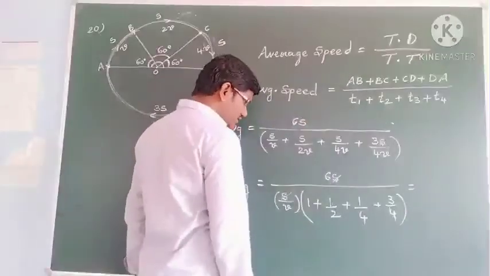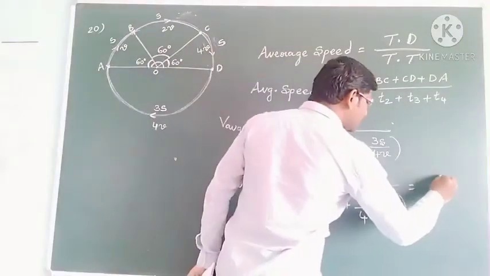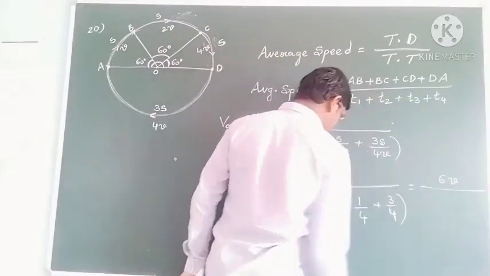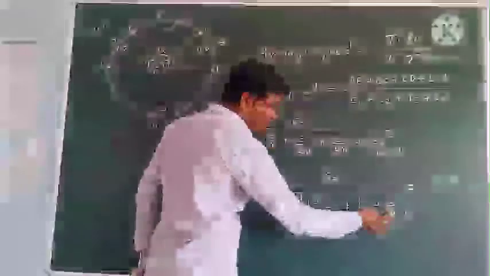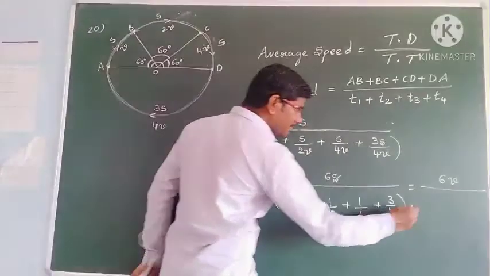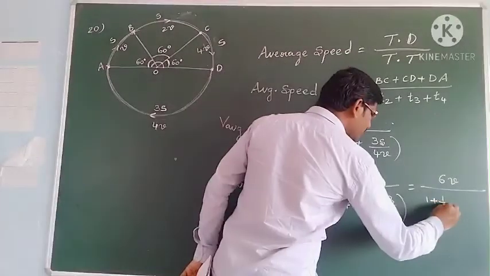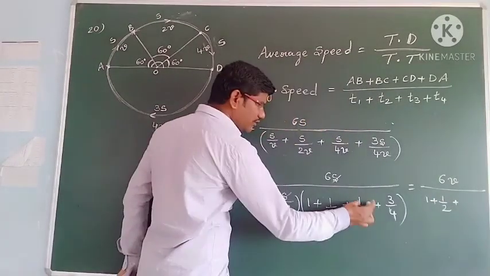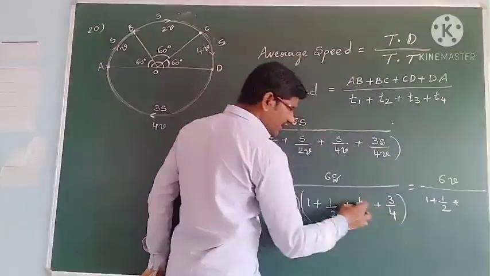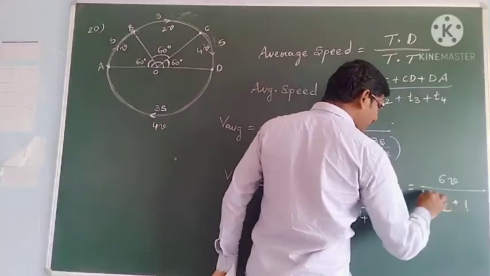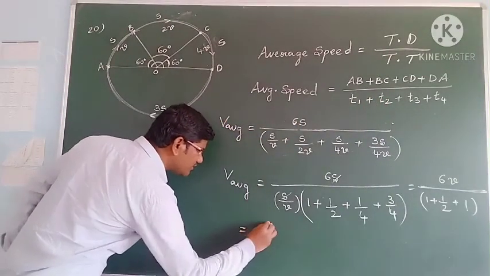Okay students, this V goes to the numerator, 6V by, so 1 by 4 plus 3 by 4. 1 by 4 plus 3 by 4, LCM is 4. So 1 plus 3 is 4, again it will become 1. Okay students, then how much do you get? You see?